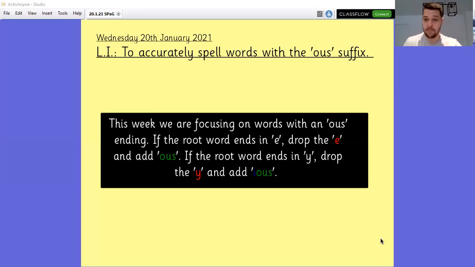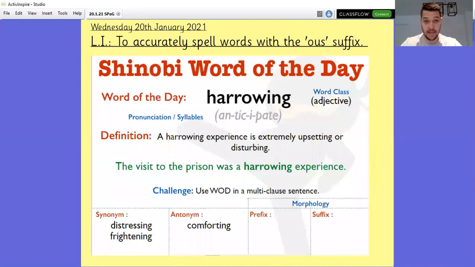We are going to continue our focus on the OUS suffix. So remember, if the root word ends in E, we drop the E and add OUS. If it ends in Y, we drop the Y and add IOUS. That's a really important rule to remember throughout the day and also just throughout our general spelling, obviously.